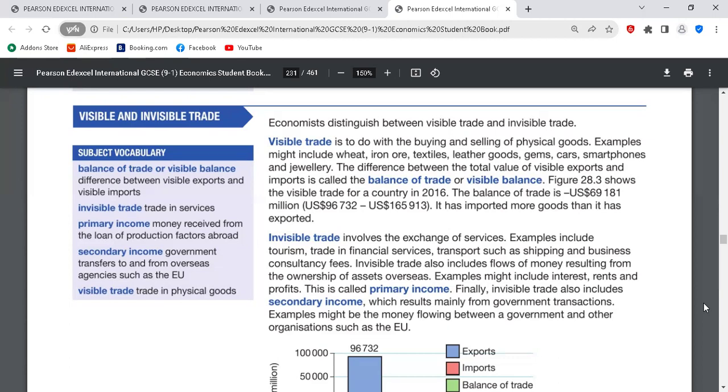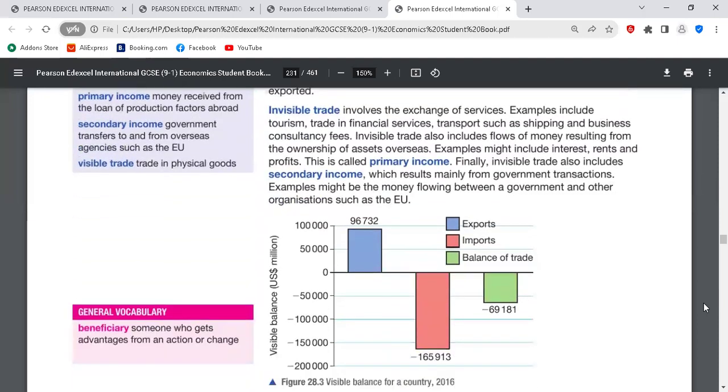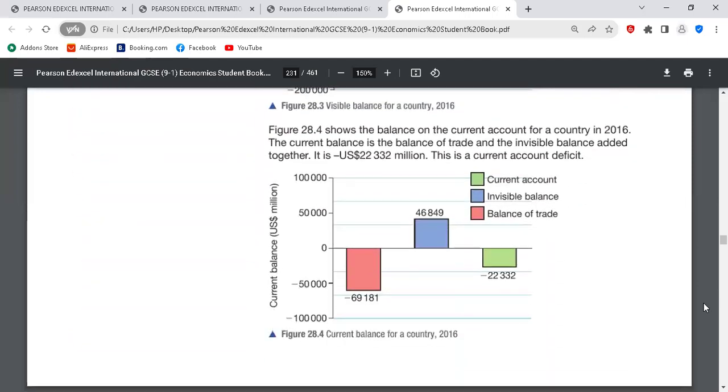Money received from factors of production is primary income because it's a transaction. But when you receive money without any form of transaction, it is a secondary income. Maybe the Turkish government gives the Libyan government money. It's a secondary income. Is it clear? Let's scroll down, please.